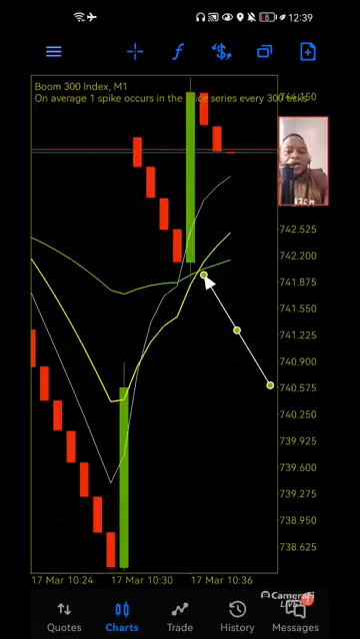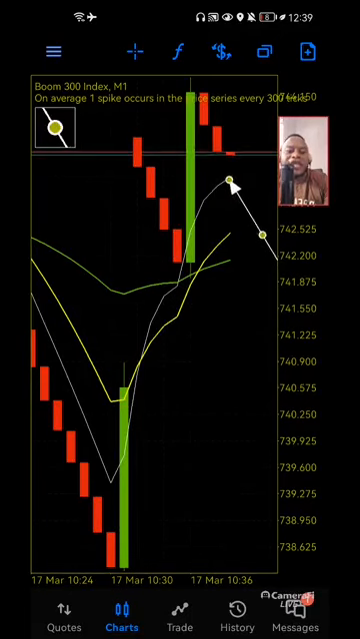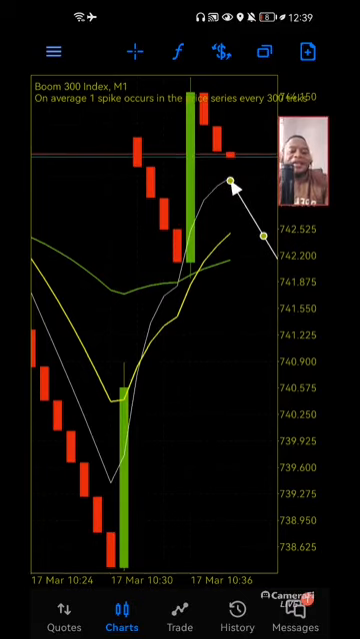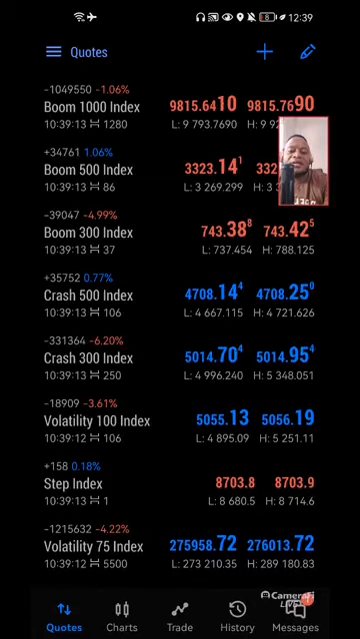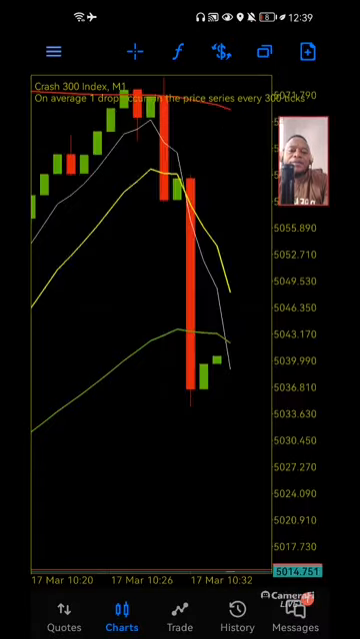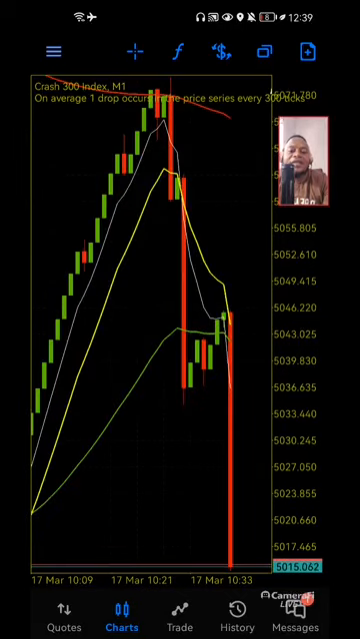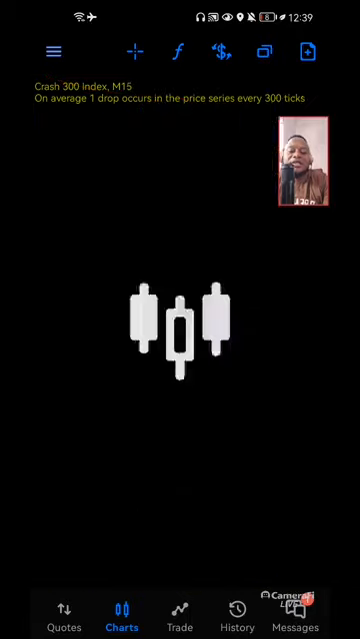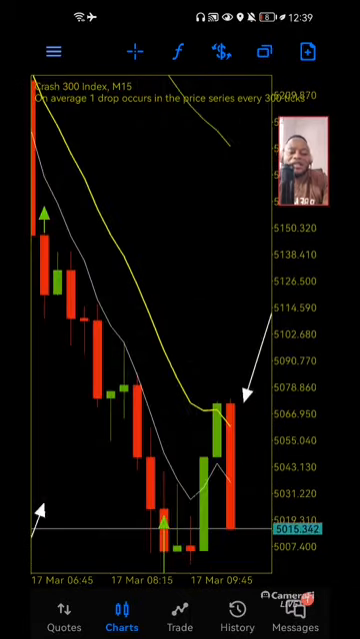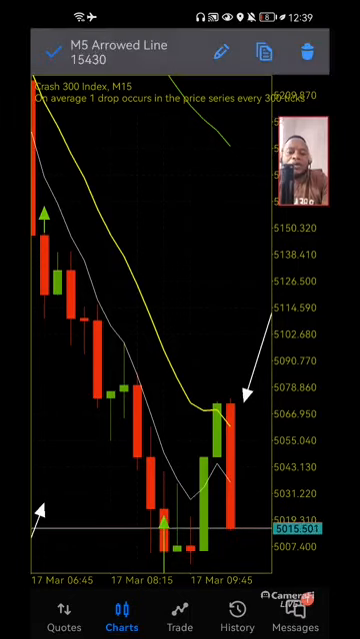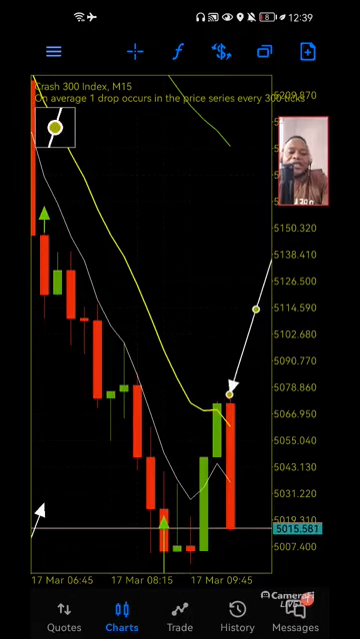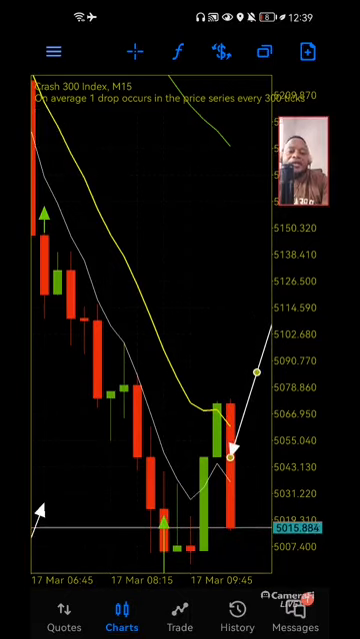So, be well ready. Especially how hard the white line. Let me see Crash 300. On M15 is where we get the signal. On M1 we still don't have a signal. Check our M15. This one where we put the white arrow, we said it should not go up, but it should go back. So this is where we are getting the signal.